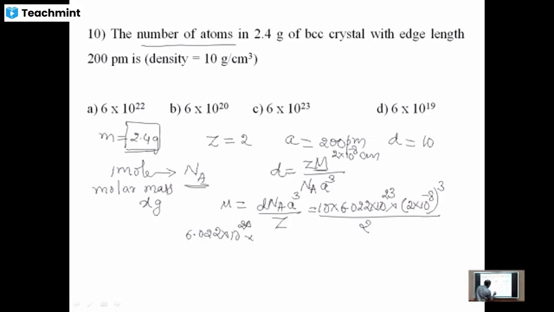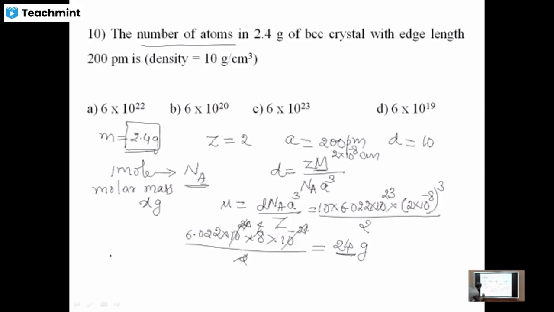2 cube is 8, multiplied by 10 to the power of minus 8 cube, which is 10 to the power of minus 24, divided by 2. 10 to the power of plus 24 and minus 24 cancel each other. Now 6 and 4 times 8. When you multiply these values, we get nearly 24 gram. It is the molar mass of this substance.